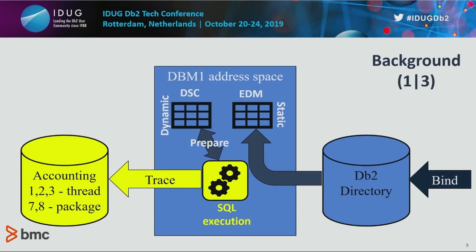So 1, 2, and 3, for the most part, you can think of as being at the thread level. There are some exceptions to that, where you can roll up multiple thread executions into one accounting record, or you can base your accounting records on the unit of work. But you can kind of think of it for the most part as reporting at the thread level, what's happening in your thread. But classes 7 and 8 are at the package level, so you get that added granularity at a little bit more cost.